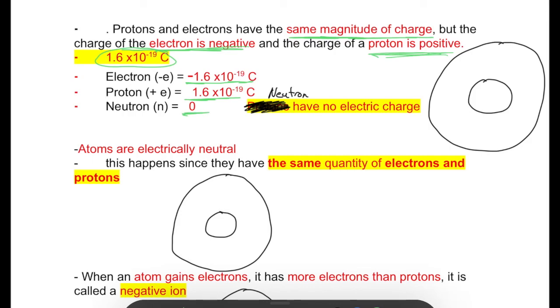And the charge of the neutron is equal to what? 0, guys. Neutrons don't have any electric charge. Okay? Now, symbols. The symbol for electron is going to be negative e. Symbol for proton is going to be positive e. And neutron is going to be n.